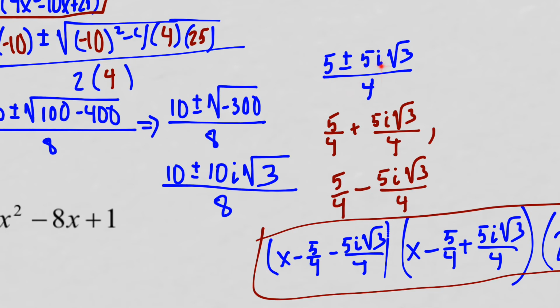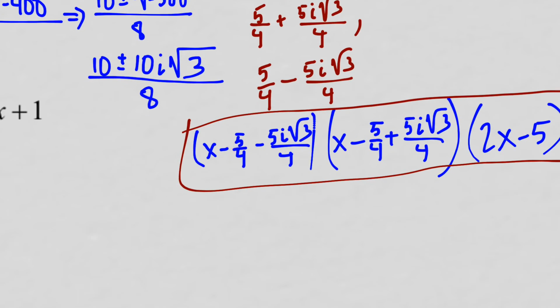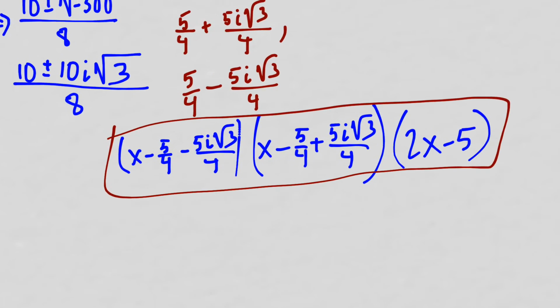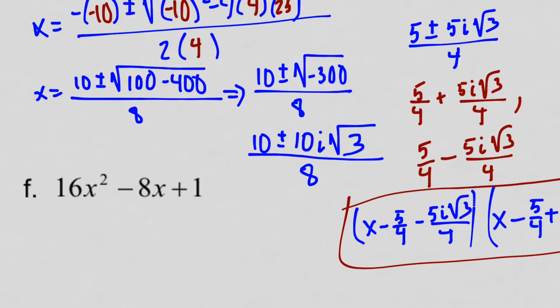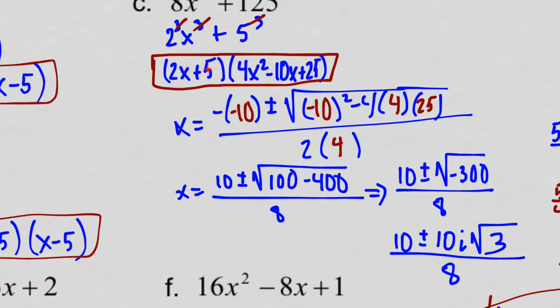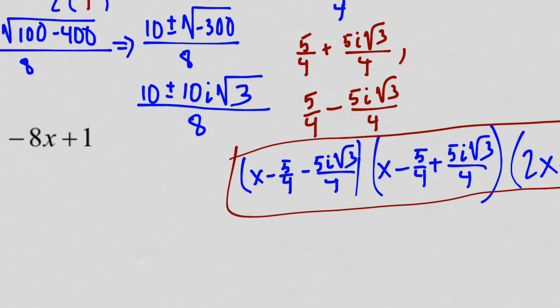And I also shared the 4 with both of the terms on the numerator. So it's 5 over 4 plus 5i radical 3 over 4 and 5 over 4 minus 5i radical 3 over 4. And then once I found those roots, I put them in the factors, right? x minus, remember that, x minus. And I put that one in here and this one in here. So I came up with x minus 5 over 4 minus 5i radical 3 over 4. This one's exactly the same except this minus becomes plus. And then over here is the 2x minus 5 that we had already come up with. So 2x minus 5 plus 5 is that one. And this one, after the quadratic formula and all this work, gave me these two.